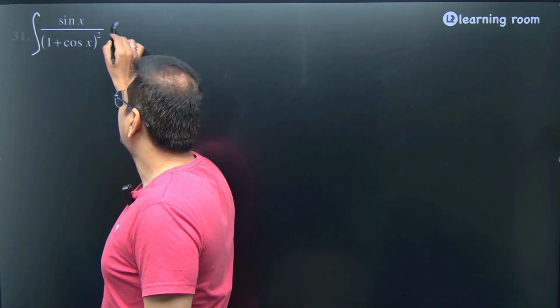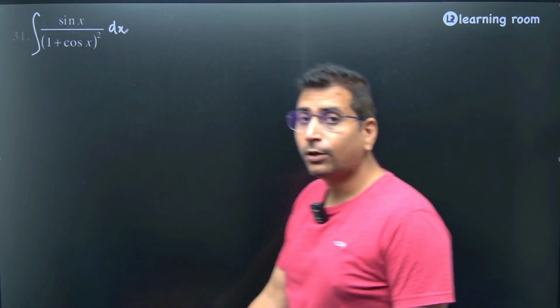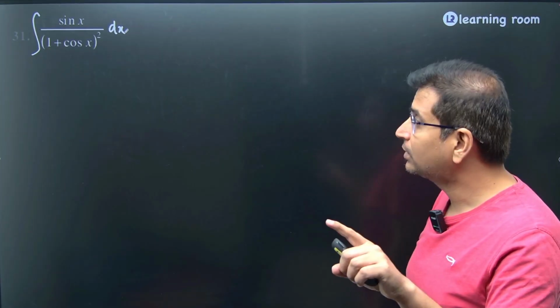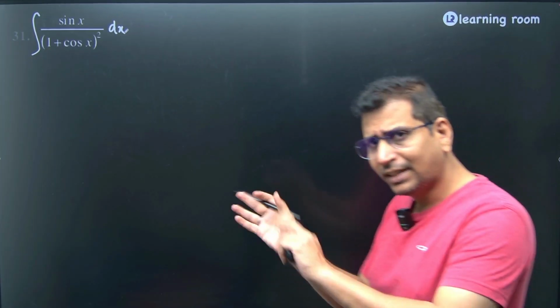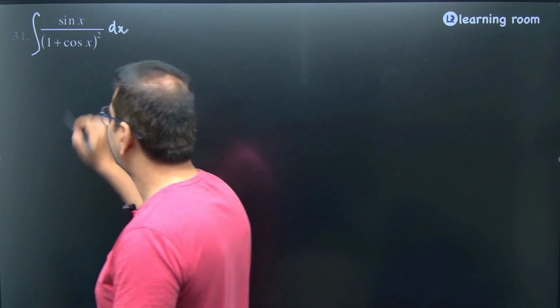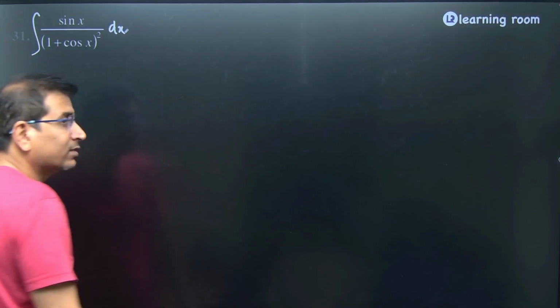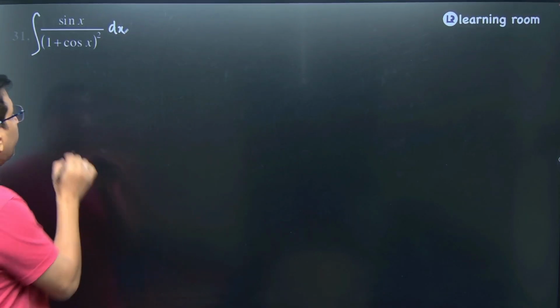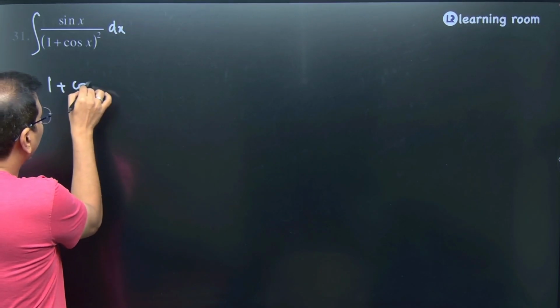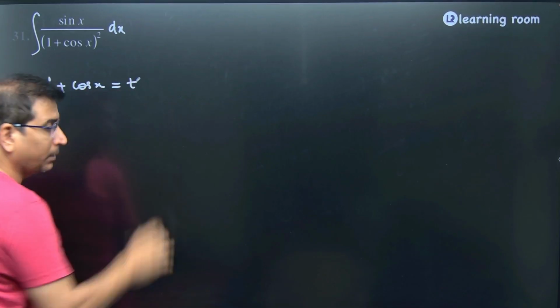Now the 31st question is the integral of sin x divided by (1 plus cos x) whole square times dx. It is exactly similar to the previous problem. The only difference is 1 plus cos x is raised to a power of 2. So again substitute 1 plus cos x as t.